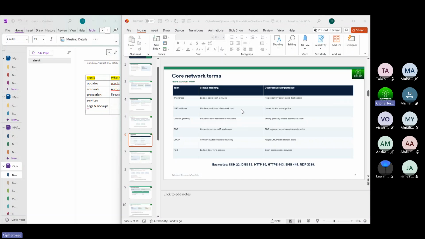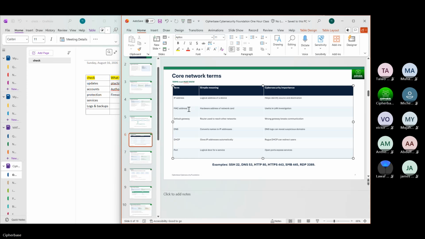of network card. MAC address, fine, that's the name. Then useful in local area network investigation. Let me make you understand very well. This MAC address is what your computer uses to communicate with another device. Your MAC address, my MAC address, we are able to connect together now because this is able to communicate with another computer. So MAC address is what your computer uses to communicate to another device. That's the way I want us to understand it very well.